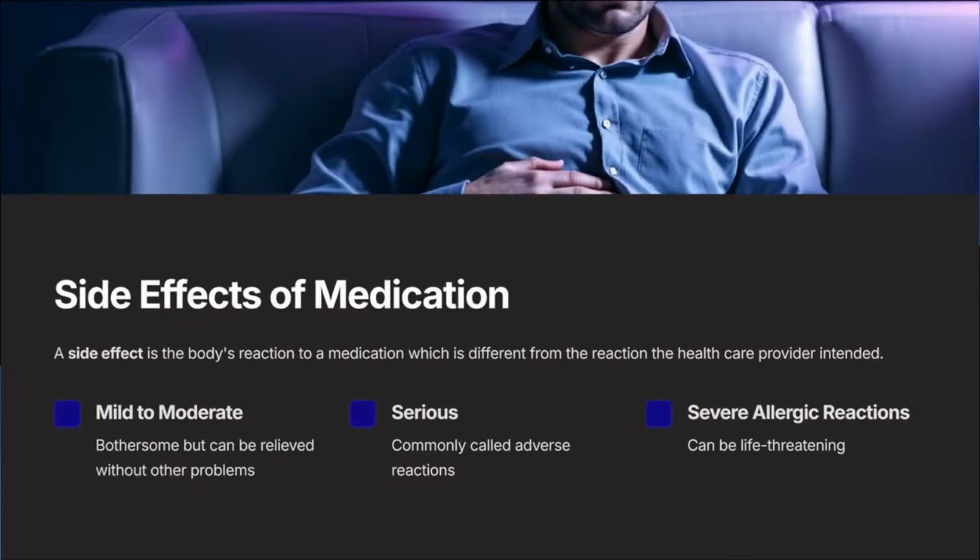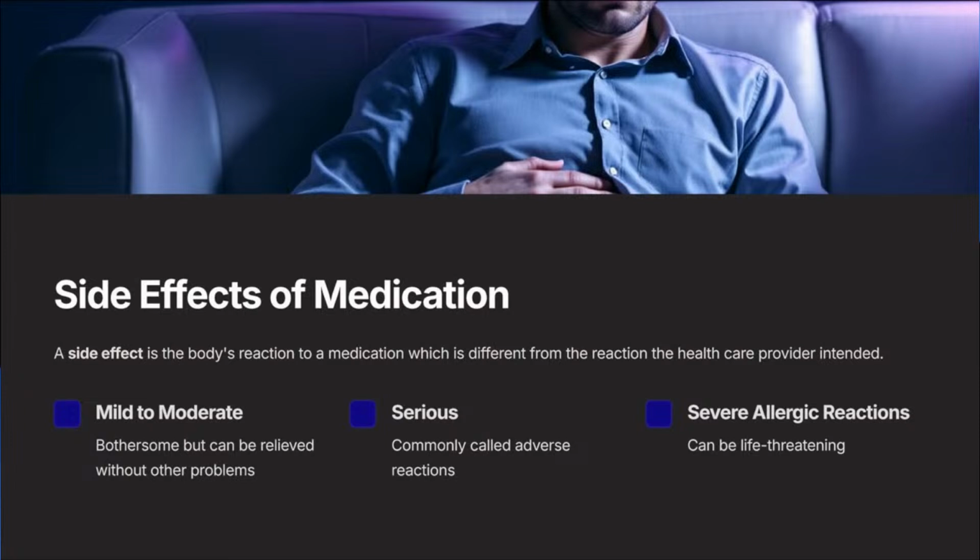A side effect is the body's reaction to a medication, which is different from the reaction the healthcare provider intended. So side effects can be mild to moderate. Mild to moderate is bothersome, but can be relieved without other problems. For example, if you take an antibiotic and it literally says to take with food, but you take it without food, well, a side effect is going to be GI distress. You're going to feel nauseated.